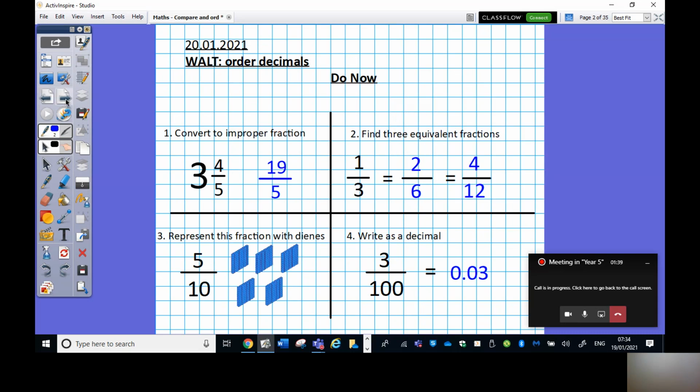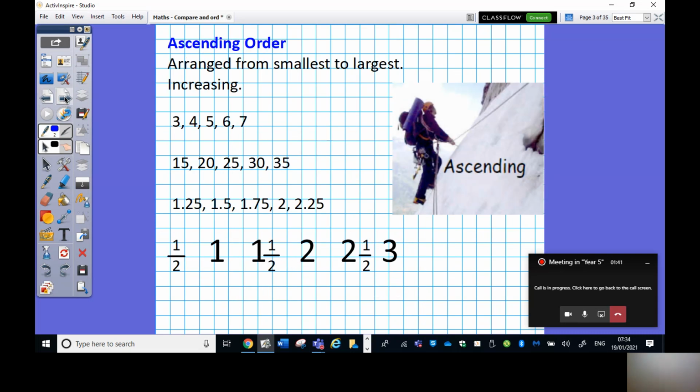Today we are going to be ordering decimals. So first of all, we need to take a look at some of the vocabulary that we are going to cover. Ascending order. Now this means when you arrange the numbers from the smallest to the largest. Another way of saying this is increasing. Okay, so we're starting with the smallest, for example, 3, and then it gets bigger and bigger and bigger. 3, 4, 5, 6, 7. Okay, ascending. And one way of remembering that is to think about ascending a mountain. So you're going up to the top, from bottom to top, from low to high, from smallest to largest.